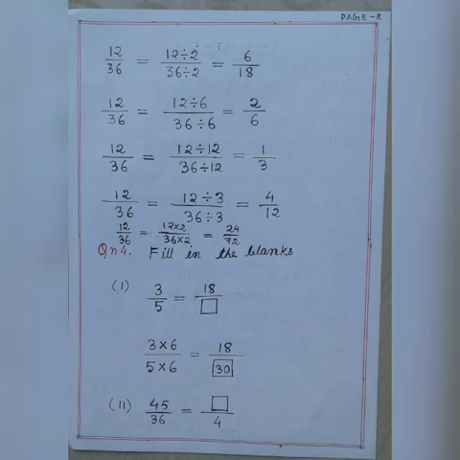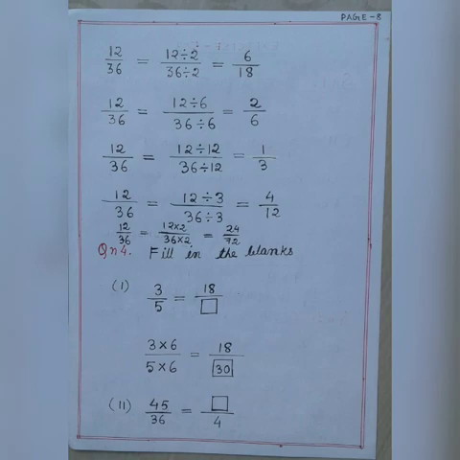Question number 4, fill in the blanks. 3 by 5 equal to 18 by blank space. We have to fill it up. So 3 becomes 18. If I multiply 3 by 6, it becomes 18. The same way, I have to multiply the denominator 5 by 6. That will make it 30. So in the blank, it will be 30.